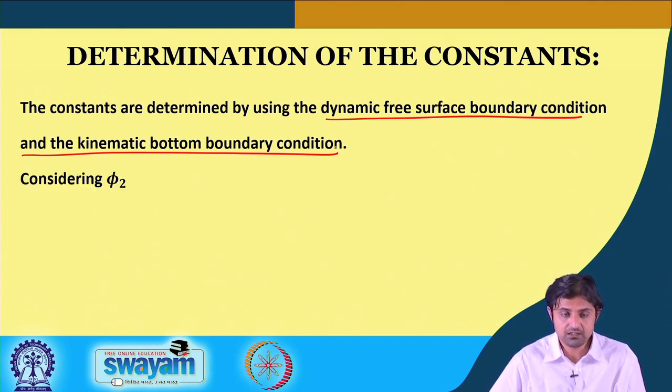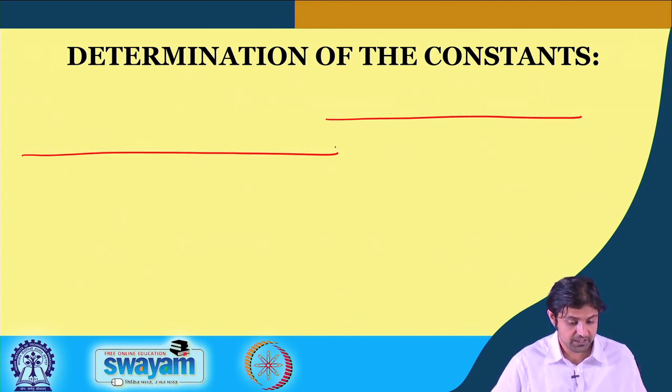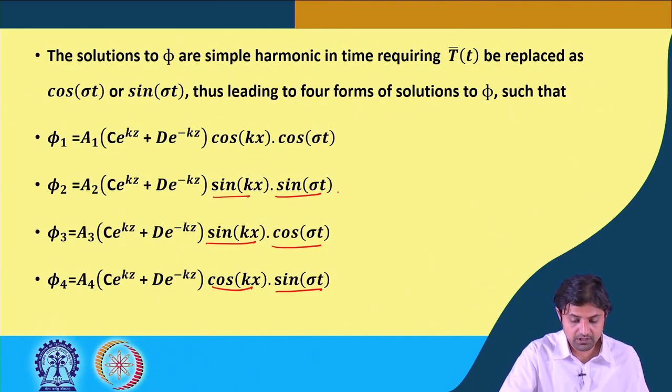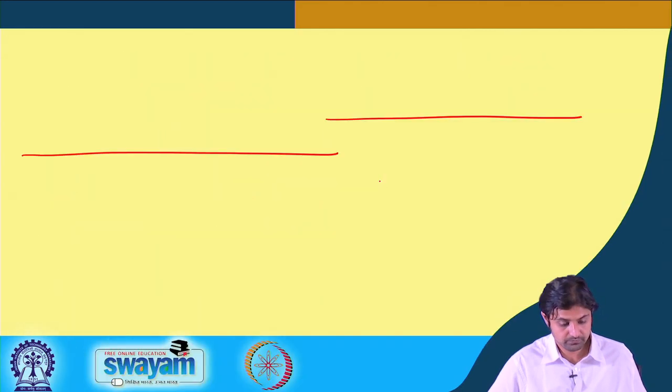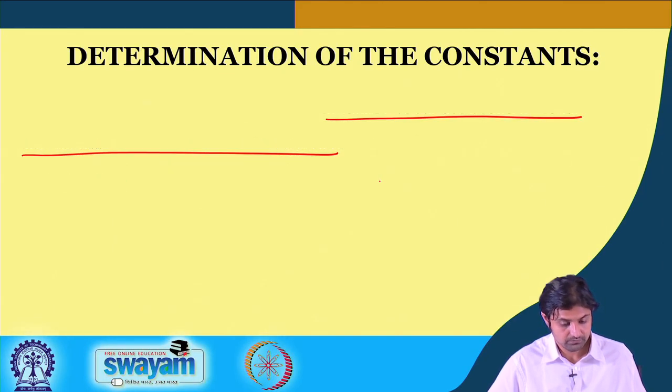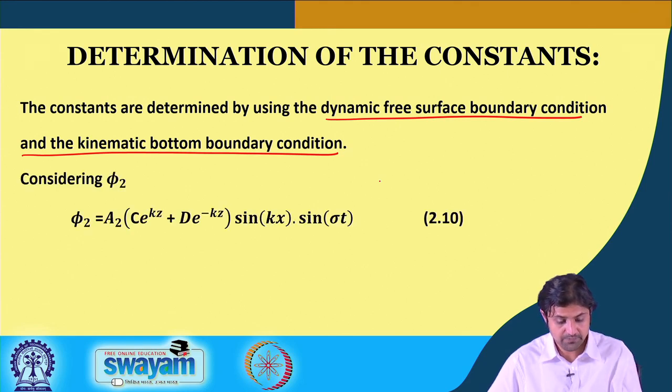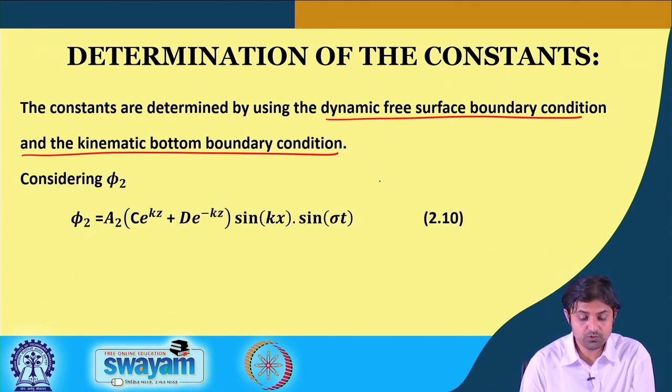Let us consider phi 2. Phi 2 is one velocity potential that we have written here, okay, this one. So, what does it say? Phi 2 is a2 into c e to the power kz plus d e to the power minus kz into sin kx into sin sigma t. We call this equation number 2.10.